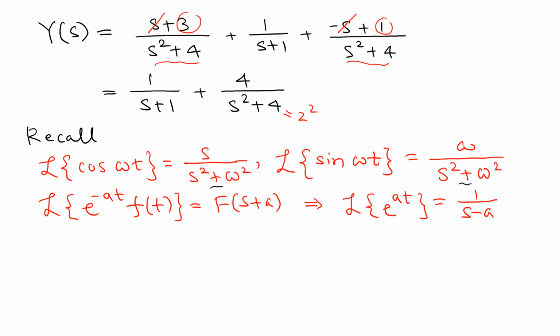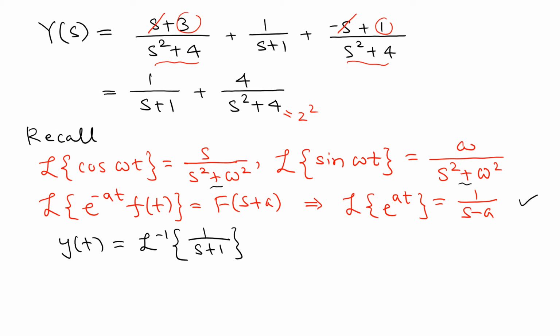But what happens if f(t) equals 1? If f(t) equals 1, you get the famous exponential function. So you can write it like that. This is the special case of the first shifting property. When you have f(t) equal 1, this is what you get. Okay, now we can use these to write the answer like this.